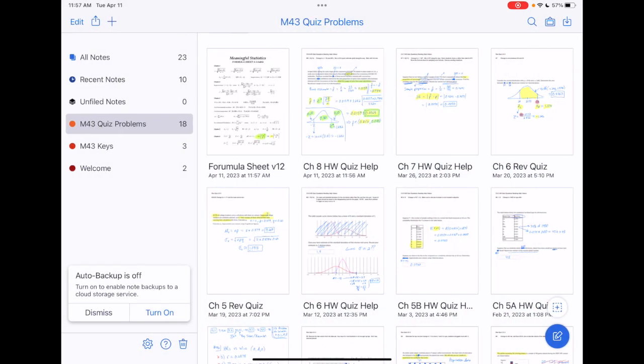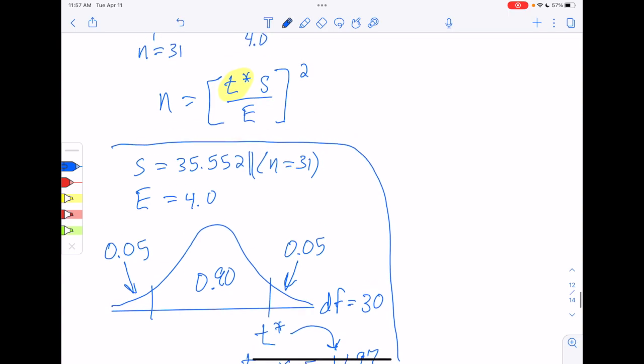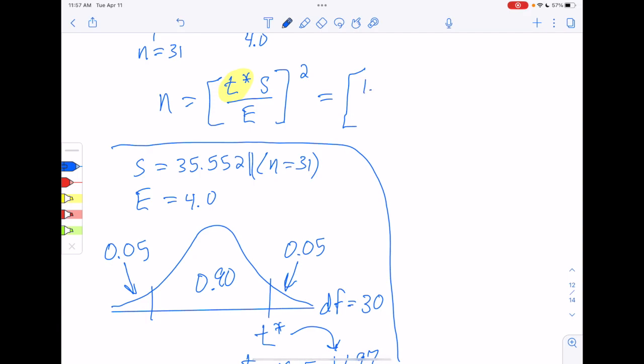So let's go back and write that down. So our t score is 1.697. That's our t of 0.05, which also means it's our t star. All right, so we've assembled all the numbers we need. Let's go back up to the formula and start plugging in. We have t star 1.697 times S, which was given to us and was 35.552, and divided by the margin of error they want, which was 4.0, and then square all of that.